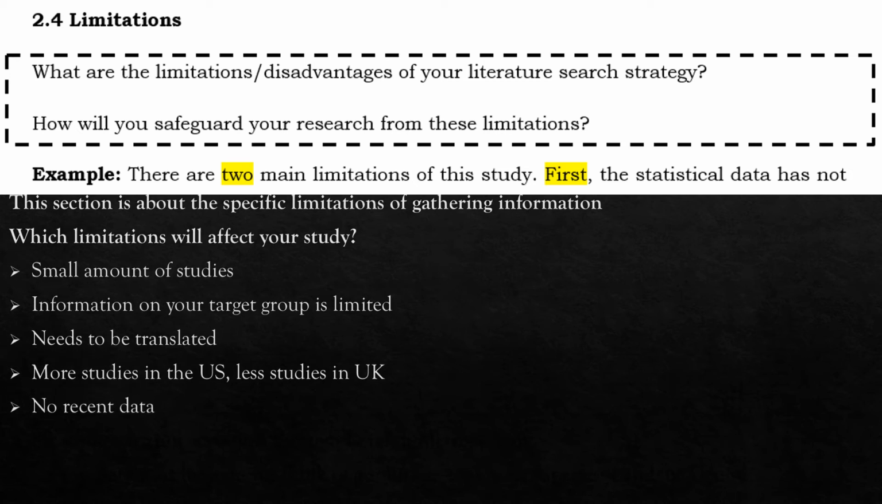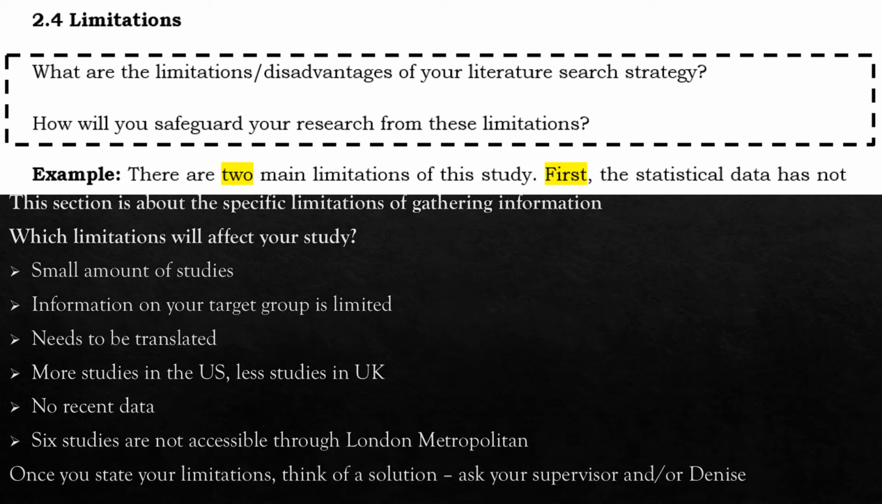There's no recent data. Maybe the latest data you have is 2015, 2016. This is a limitation. Maybe the limitations would be that 6 studies are not accessible through the London Metropolitan Academic Search Complete, so you had to go through a different avenue. Maybe it was much more costly.